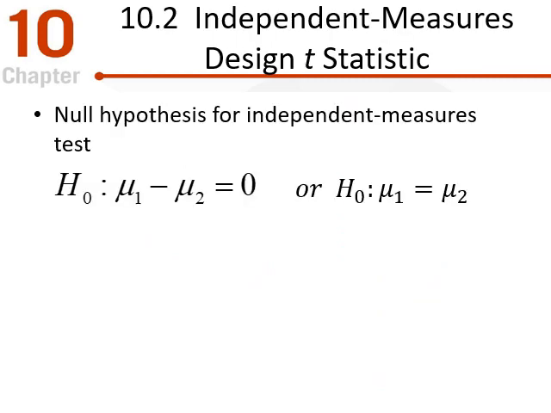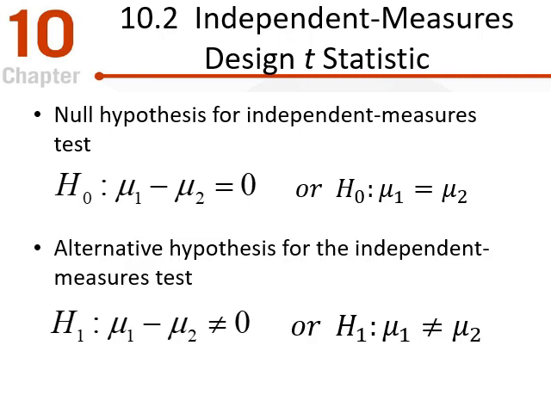The null hypothesis says the difference between these samples is equal to 0, or there's no difference. Or if you rearrange the equation, the mean of the first sample equals the mean of the second sample, meaning there's no difference. The alternate hypothesis for the independent measures t-test says that there is a difference. Mean 1 minus mean 2 is not equal to 0, or the mean from sample 1 is not equal to the mean from the population of sample 2.